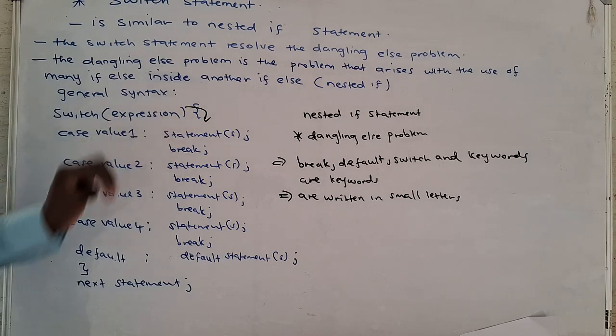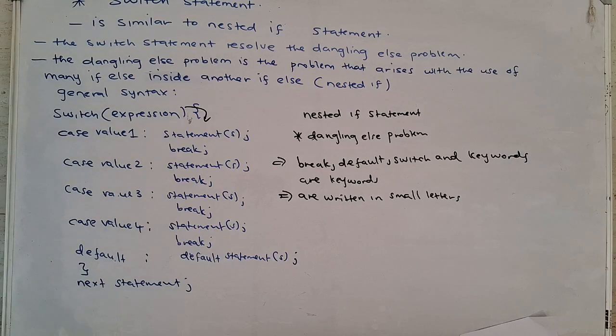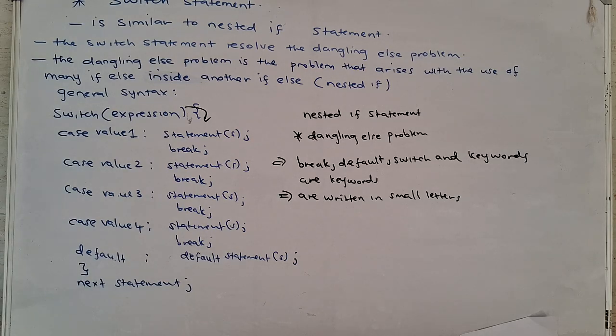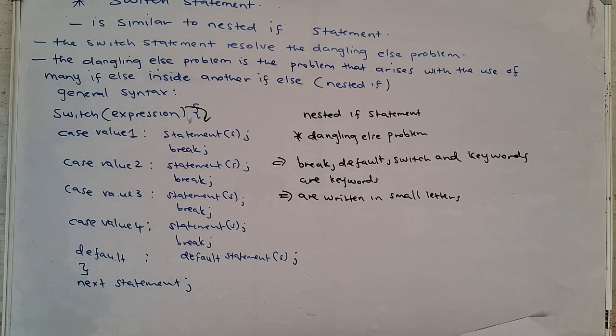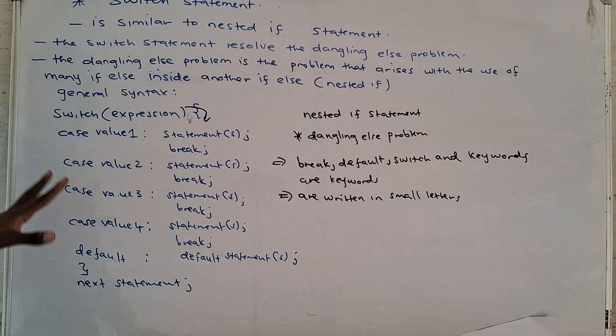This switch statement is not terminated with a semicolon. Please, it is not terminated with a semicolon. That is not correct. The switch statement can have many cases. Here I have case value 1, case value 2, 3, and 4, and you can have case values up to n. Each case value must have the break statement at the end. I also told you the default can be placed anywhere inside the switch block.